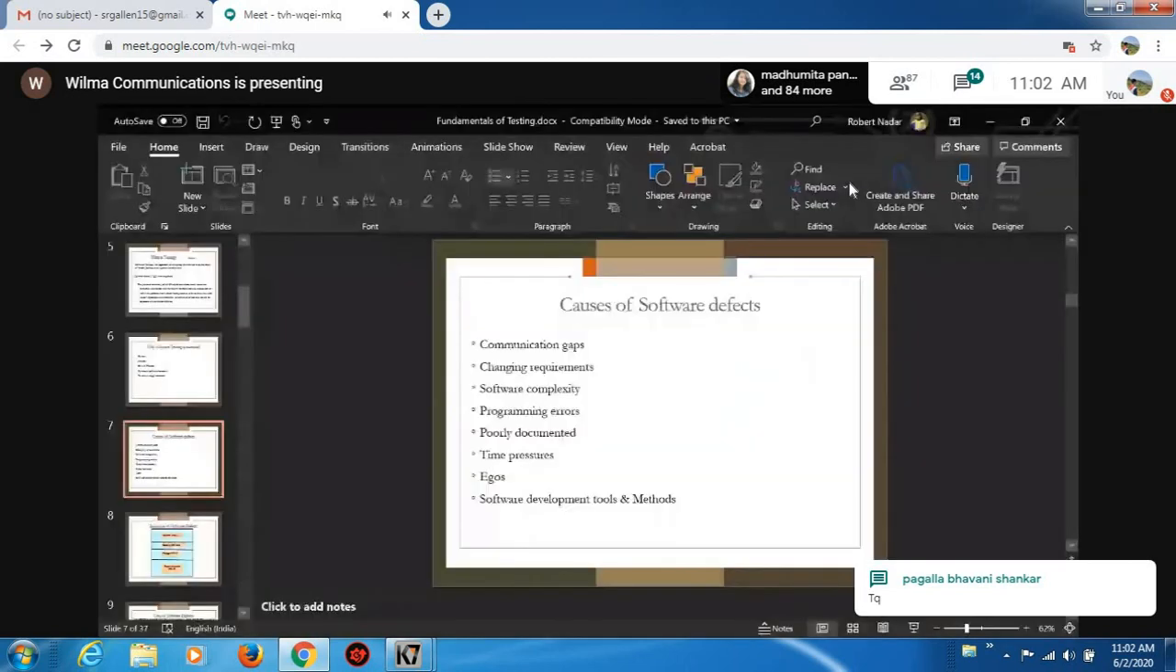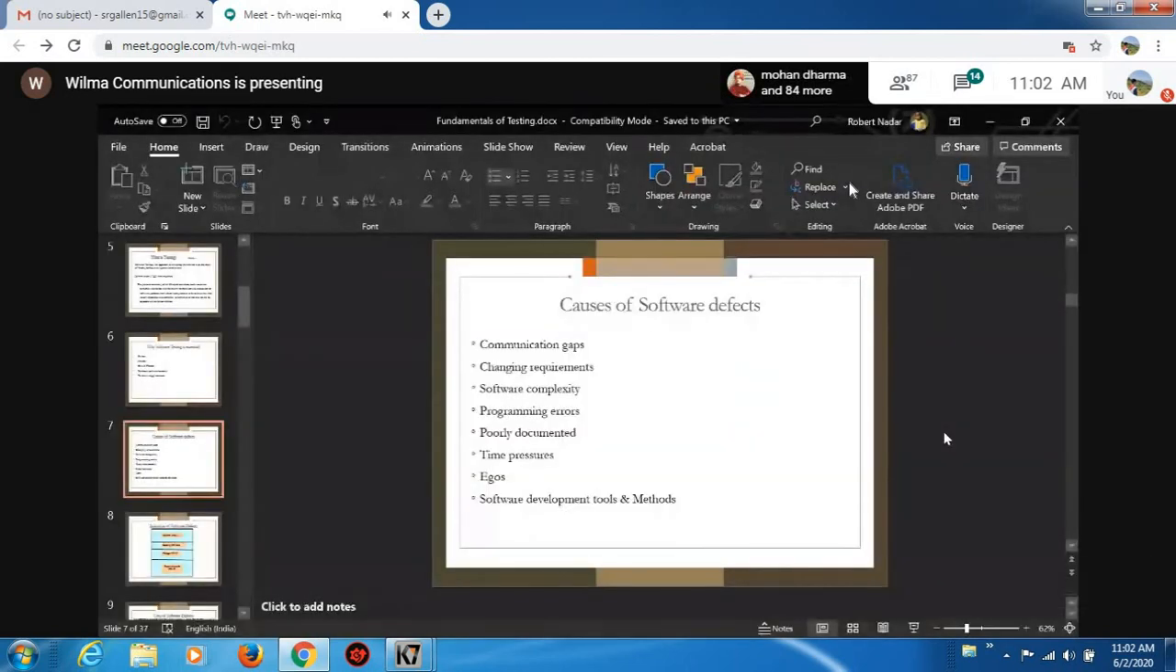Okay, so what are the reasons? Communication gap. If the things are not communicated properly, continuous change of requirements, if the software is highly complex, if there are programming errors in the application, documentation not properly maintained, time pressure, ego, and not selecting the appropriate development method and tools. I'm not saying that these are the only reasons. I can say these are some reasons why we are getting defects in the application.